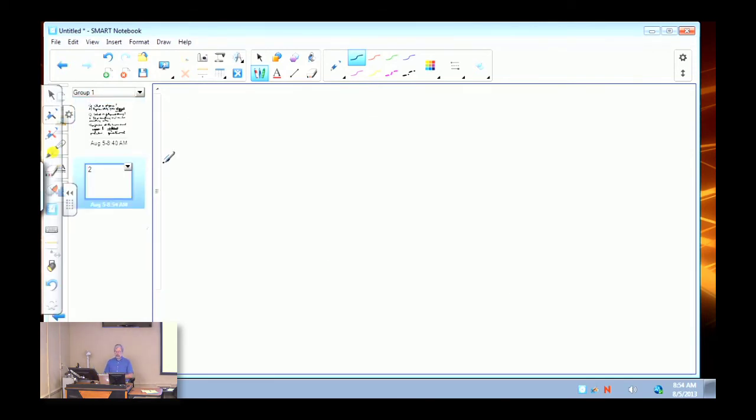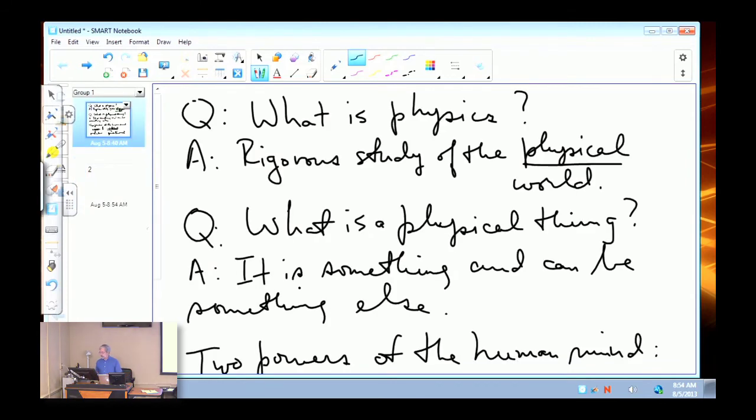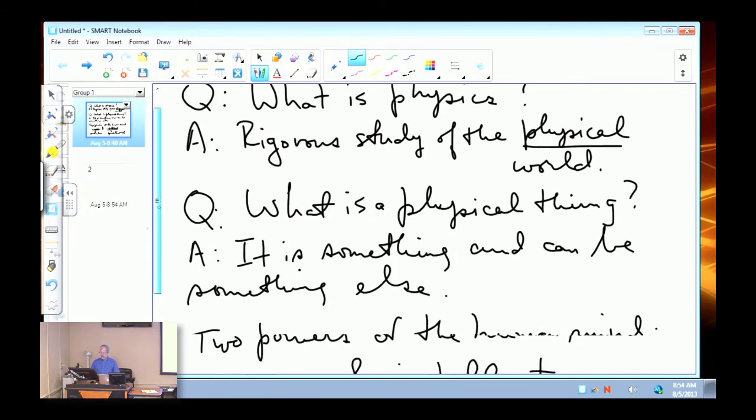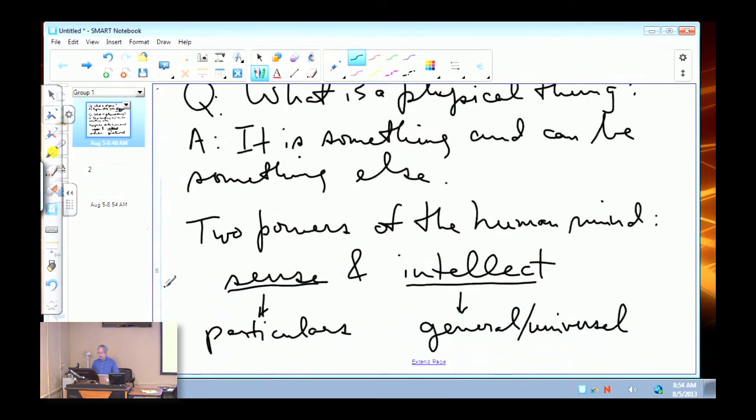Okay, next question then has to do with this distinction between the sense and the intellect. And I guess I should go back to this at this point. So the intellect is capable of coming to knowledge of universals, but it does so through the particulars. So the abstract knowledge that the mind has of the world begins with particulars.